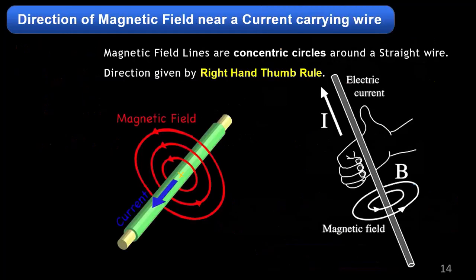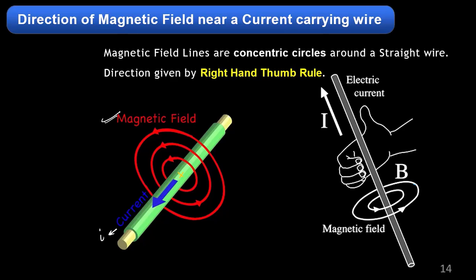Now, regarding the direction, I have already said that if a current carrying wire is given, let us say the current is flowing in this direction. Place the thumb along the I direction, and once I curl my fingers, the fingers will show the direction of the magnetic field. So I can draw n number of magnetic field lines, circular lines along this wire.